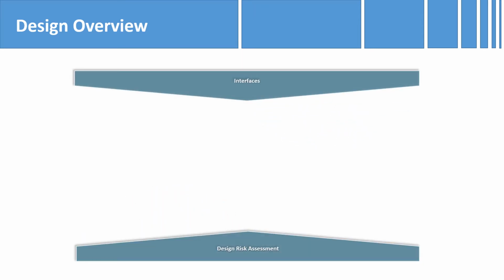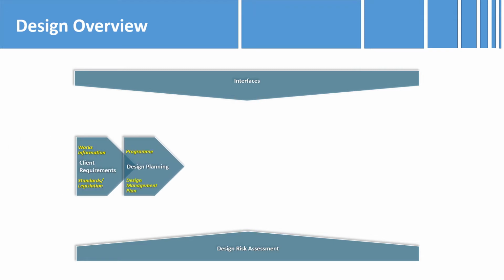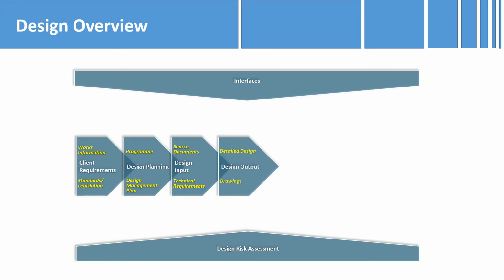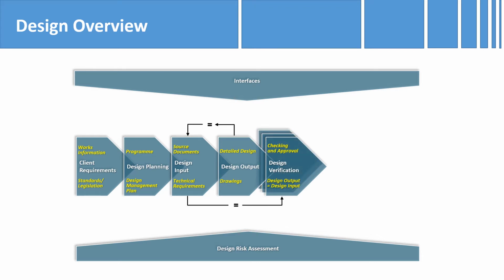Design begins at the concept stage. Our involvement would tend to be triggered from the client's requirements. To achieve an effective delivery of the design, it must be planned. Design input is garnered from the design requirements, for example, works information, client requirements, standards, legislation. And using the design input, we will produce our design output, which will be in the form of drawings, detailed design, briefs, etc. Design verification is basically confirming that our design output equals the design input.